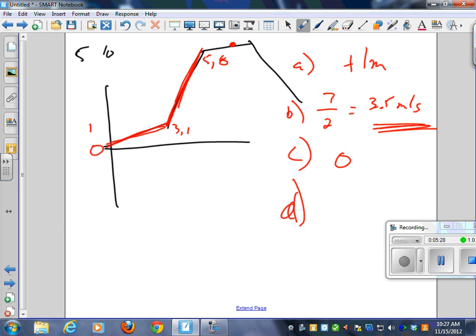And D, during which intervals is the object moving to the right? When is it moving to the right? When it has a positive slope. And when it has a positive slope is that one and that one. And so it's interval. And I was amazed how many people put 1 to 3.